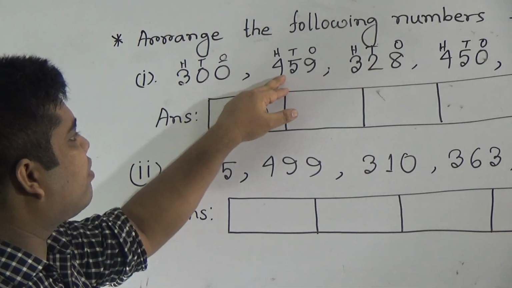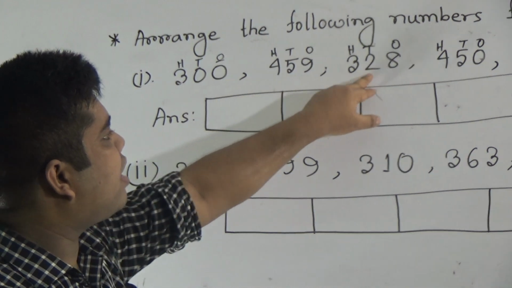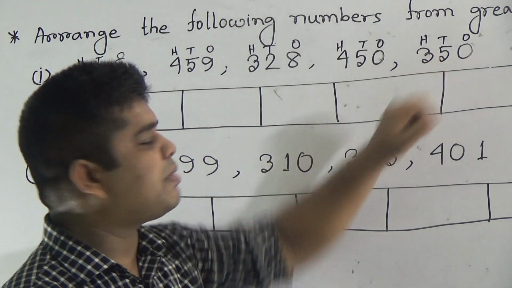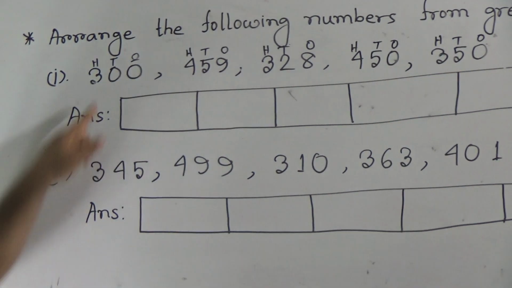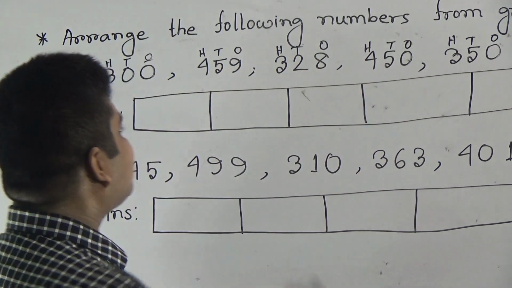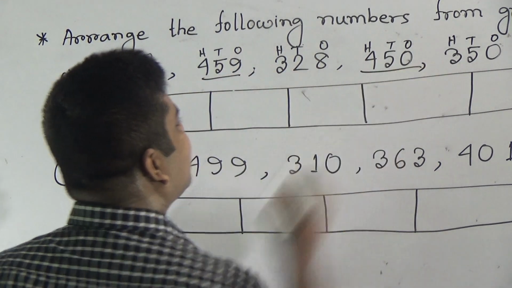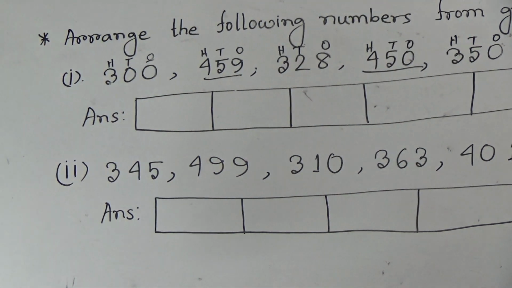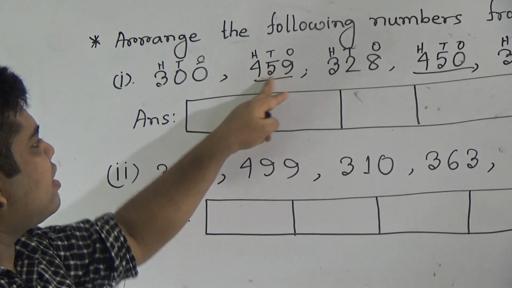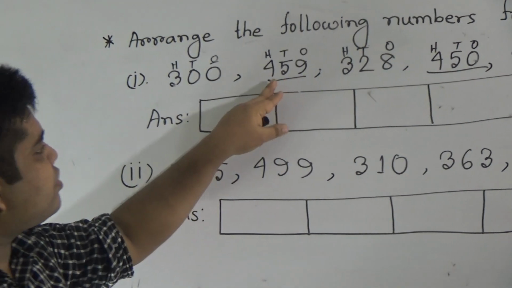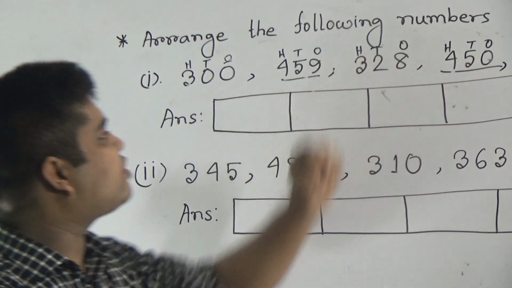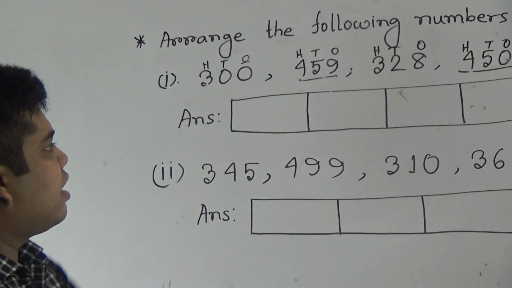300, 459, 328, 450, 350. My dear students, notice 300, 300, 300 and 400, 400. So, from these numbers we can find the greatest number because the 300s are less than 400. So, between these two numbers, that means 459 and 450, which number is greater?